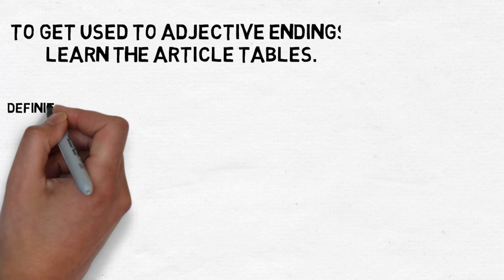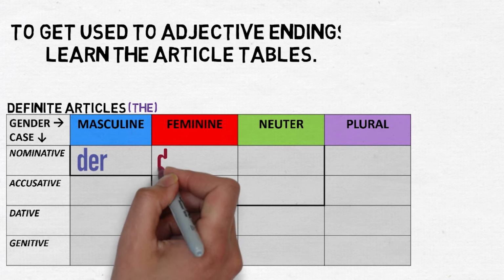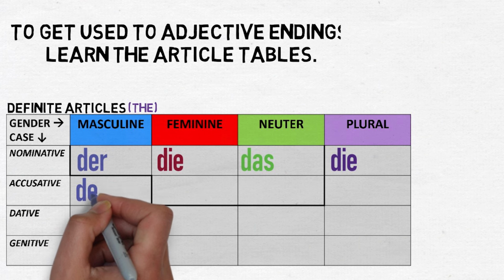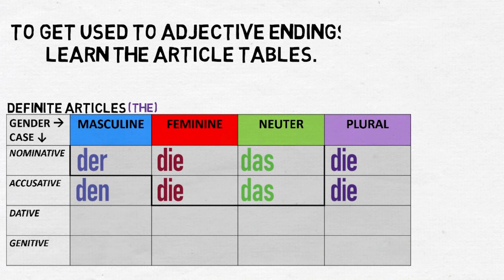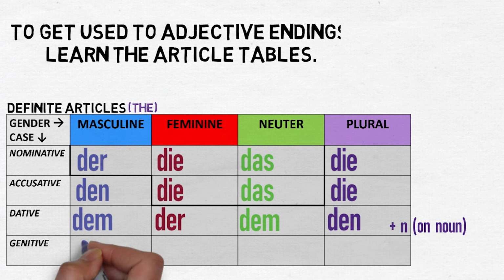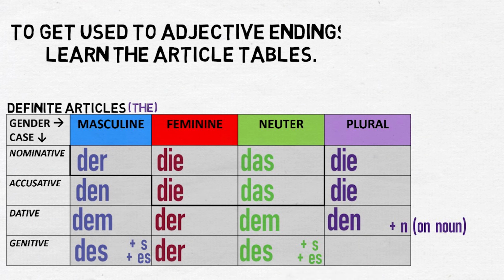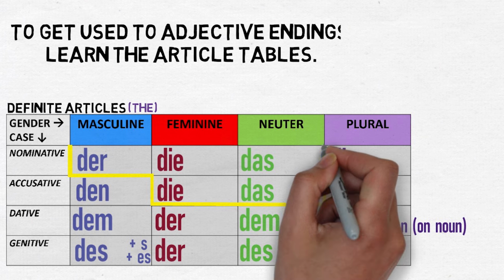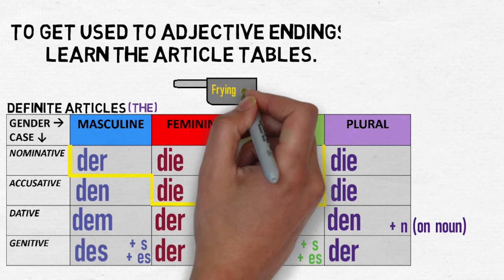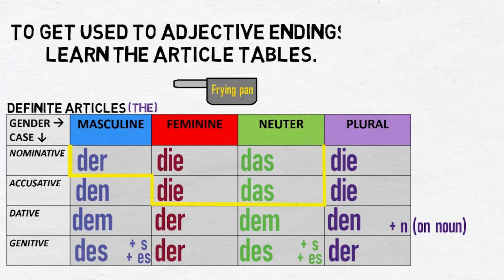The definite article table is der, die, das, die, den, die, das, die, dem, der, dem, den, with an N on the noun if it can take one, des, with an S or ES on the noun, der, des, plus S or ES, der. And as you can see, I've outlined a shape on this grid. This shape goes down, across to, and up to. And I call this shape the frying pan. And this shape is really important for learning the adjective endings.